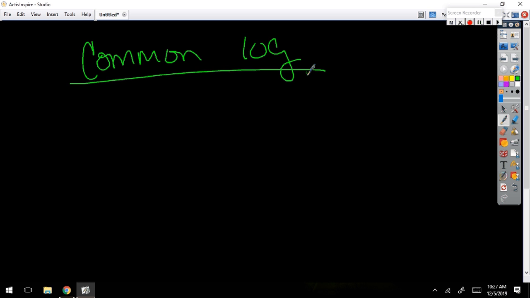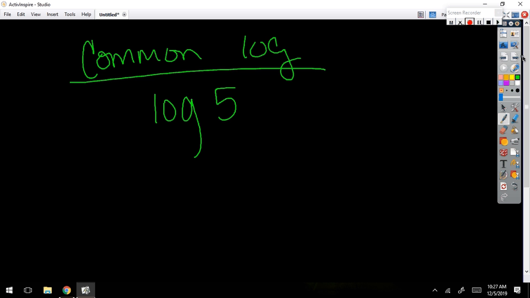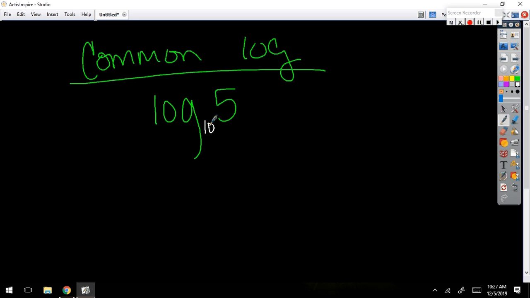Okay, sidebar. There are 2 types of logs. There are what we call a common log. Anytime you see a log written without a base on it, say the log of 5, there is an imaginary 10 here as the base. That is called the common log. That is the log that your calculator does when you click the log button. So log base 10 is a common log.